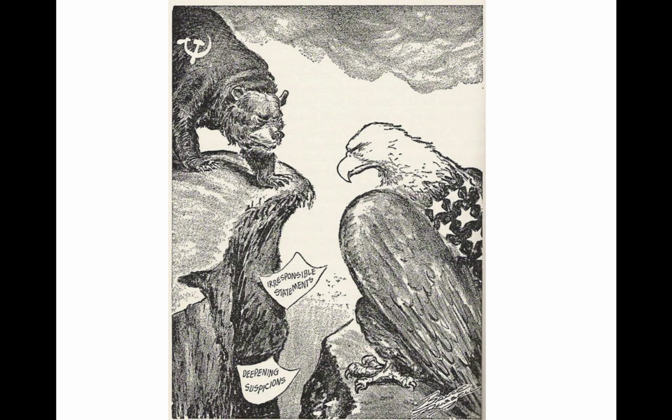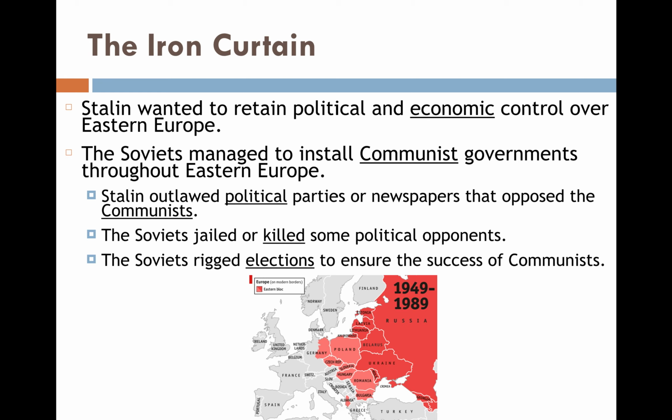So I think this is a really good cartoon that shows this divide, that you've got the Americans represented by the eagle and the Soviet Union, which is represented by the bear, and you've got this divide, and there's irresponsible statements. Both sides are really speaking tough against one another, and their suspicions are deepening, and that divide between the two countries will continue to grow.